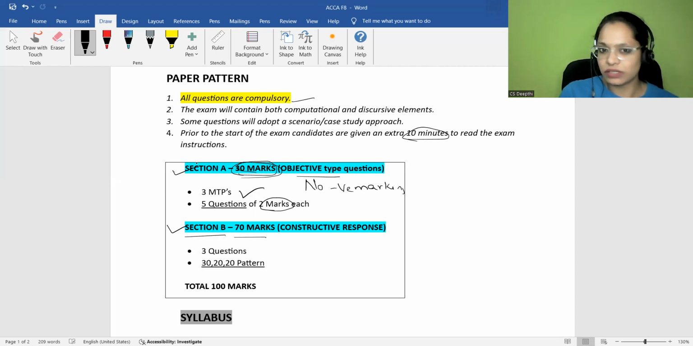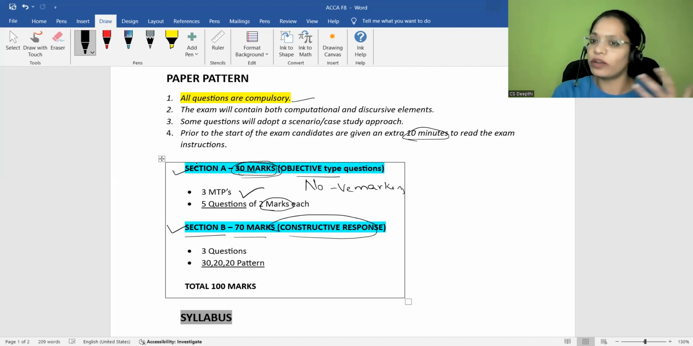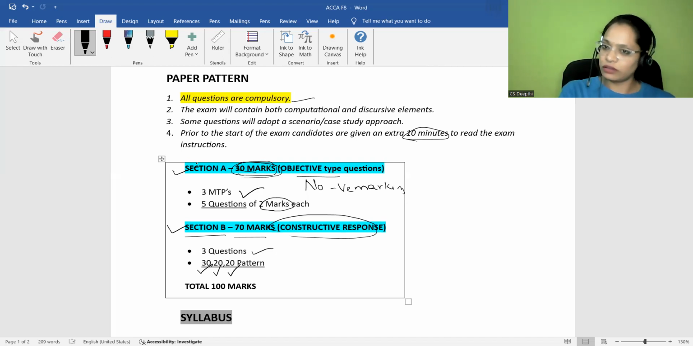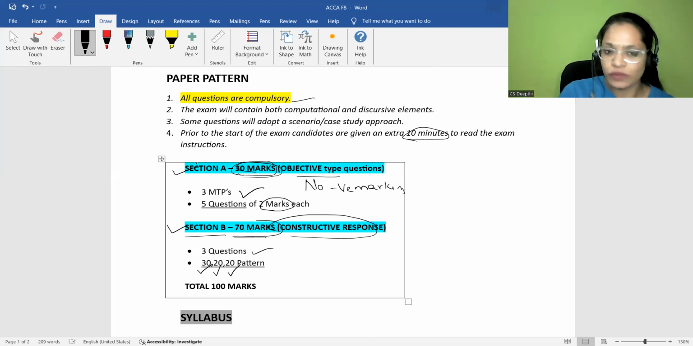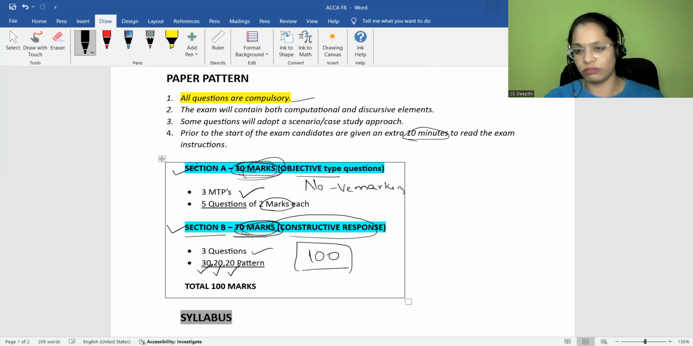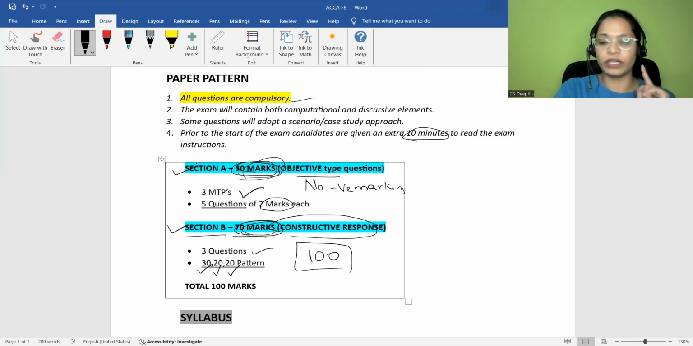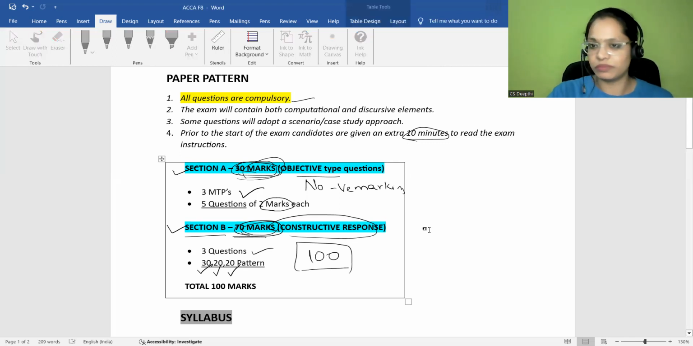Section B, 70 marks, consists of constructed response, meaning case study based and theoretical questions. 3 questions will be given to you. The first question will be 30 marks, the second 20, and the third 20. In the 30 marks and 20 marks questions, you will also find sub questions, and those sub questions should also be answered. So Section B consists of 70 marks. 30 plus 70, total 100 marks, and there are no choices. All questions should be attempted compulsorily. So this is your paper pattern. Please remember the paper pattern first before you begin reading the subject.